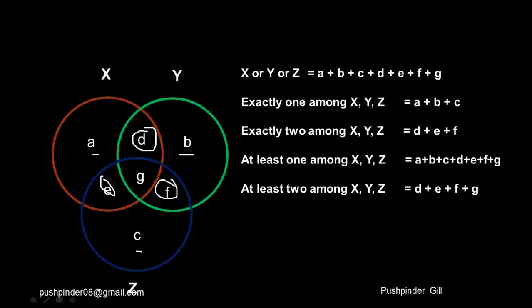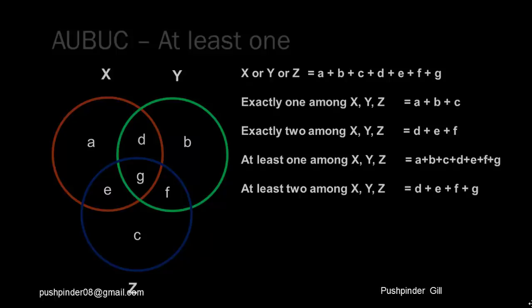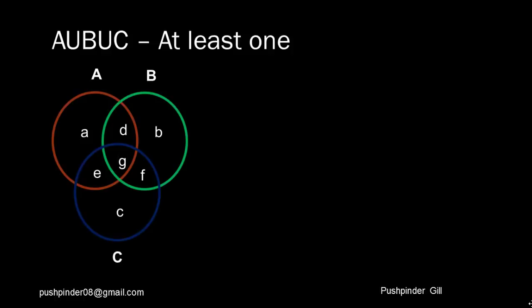Now let us not wait for Preeti to ask that question. Let us see, what if the individual values are not given? What if I've been given that the number of people who like X is this, the number of people who like Y is this, the number of people who like Z is this? Now let us derive those things. What is at least one? At least one comprises all the areas, this, this, this, this, this, this, and this.